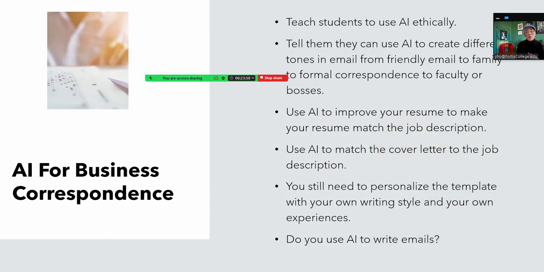AI for business correspondence. You can teach students to use AI ethically. Tell them you can use AI to create different tones in email, from a friendly email to friends and family to formal correspondence to faculty or bosses. You can use AI to improve your resume, to make your resume match the job description. You can use AI to match the cover letter to the job description. You still need to personalize the AI template with your own writing style and your own experiences. So how many of you use AI to write emails? And so you can modify.